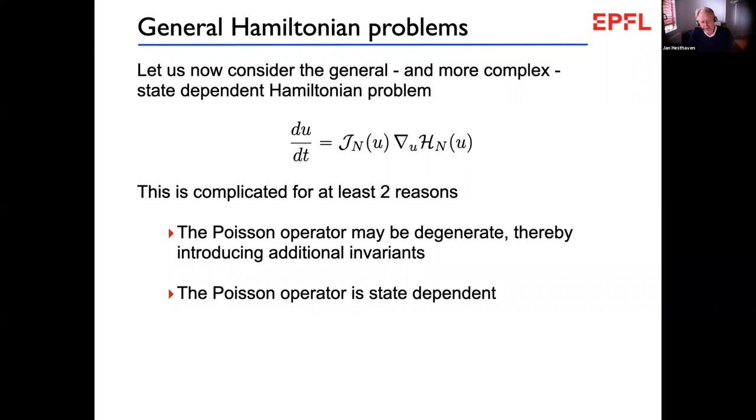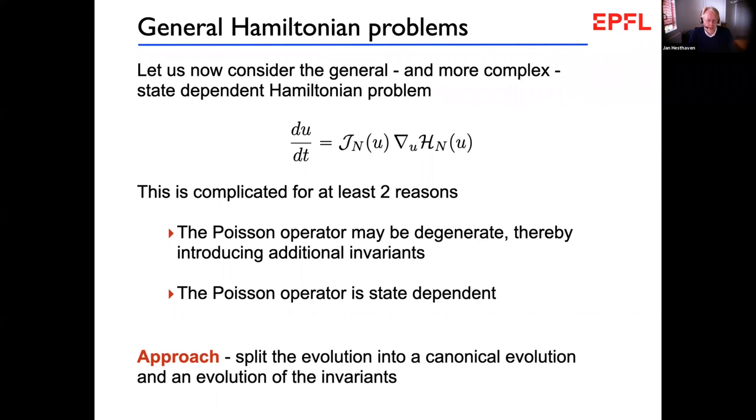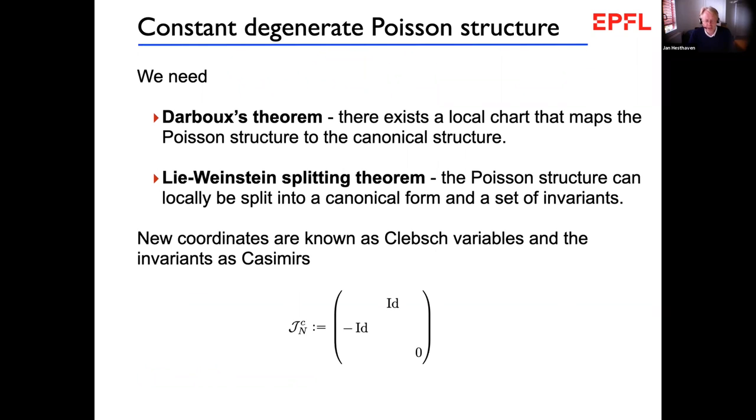But now the problem becomes complicated for at least two reasons. First of all, the Poisson operator that sits in front, the J, it may be degenerate, which means that there are additional invariants in the problem that you need to somehow try to satisfy. And at the same time, of course, it is state dependent, so it evolves. And so the question is how to do that. So what we will do is split the evolution into a canonical evolution and an evolution of the invariants.